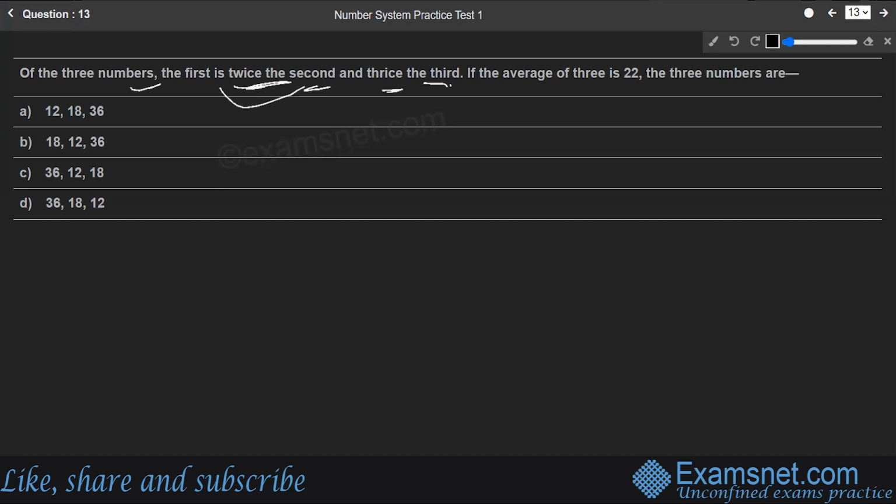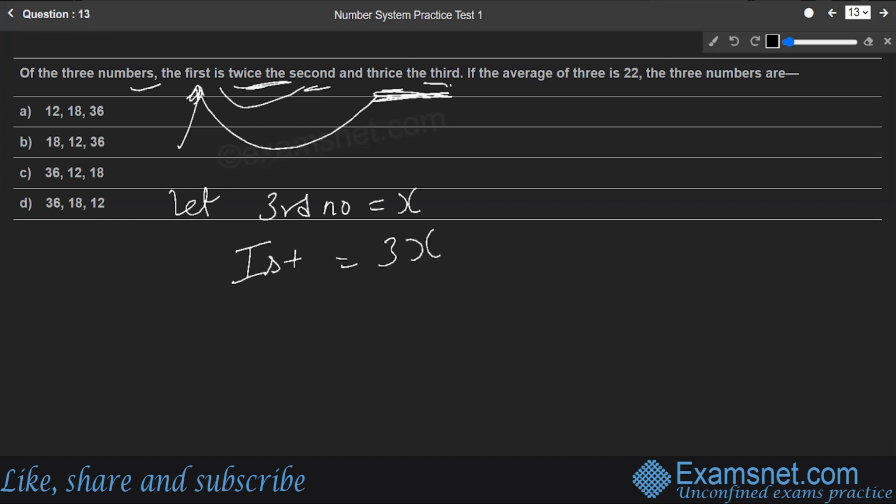So we can begin with anything otherwise. Let us assume the third number itself. Let the third number be x. He says the first number is thrice the third. So if the third number is x, the first number will be thrice the third, that is going to be 3x.